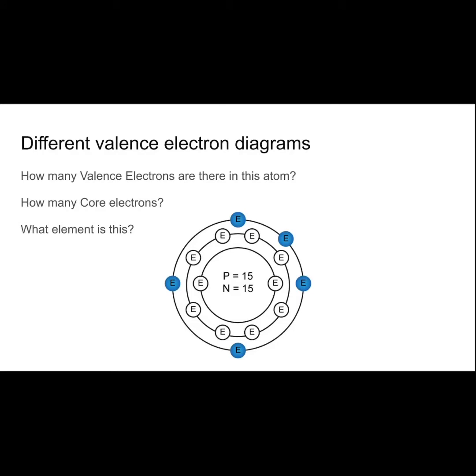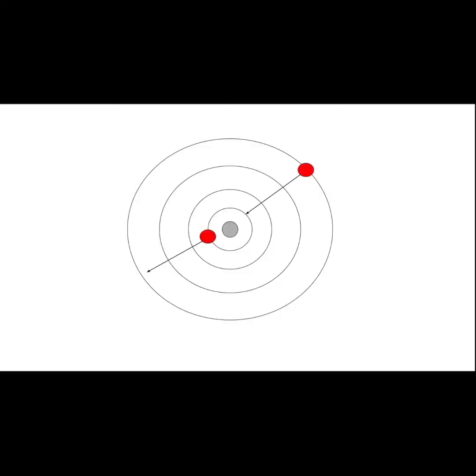Here's another example. I would have 5 valence electrons. Those are shown in blue. And now remember, core electrons are just every other electron that's not valence. So I would have 1, 2, 3, 4, 5, 6, 7, 8, 9, 10 core electrons. I know that this element is phosphorus because I have 15 protons and 15 electrons as well.